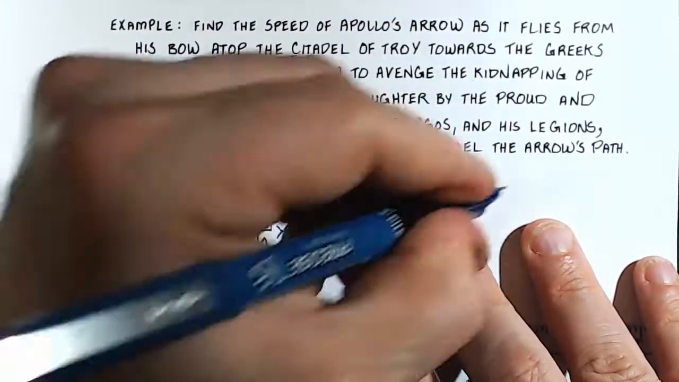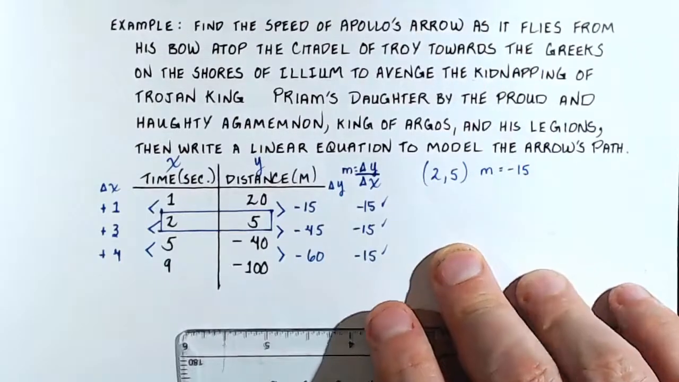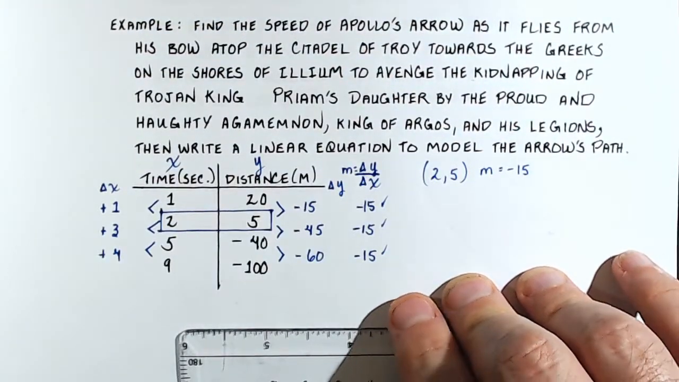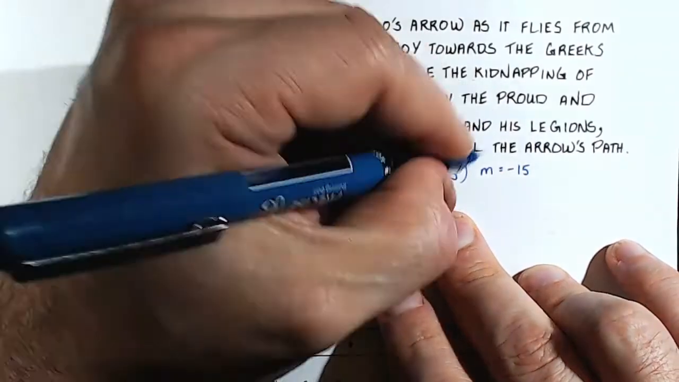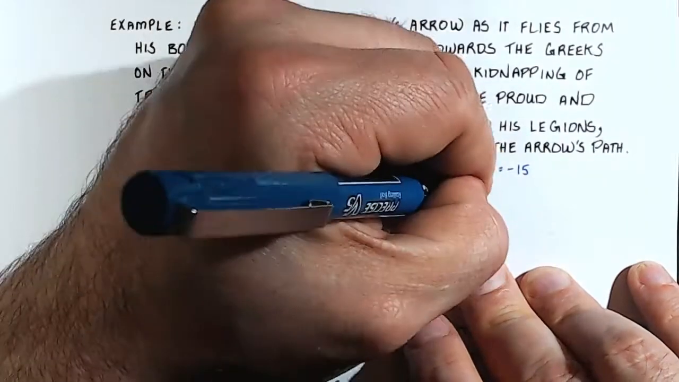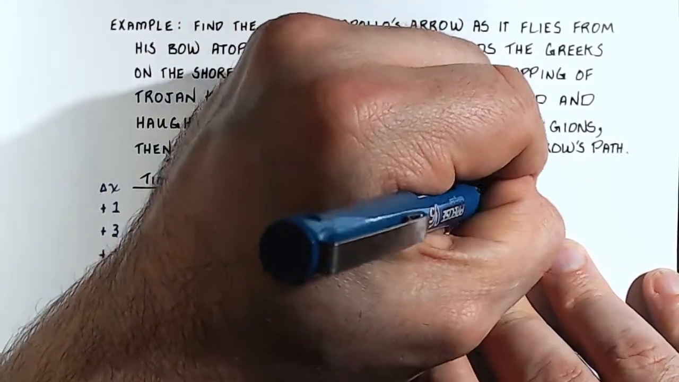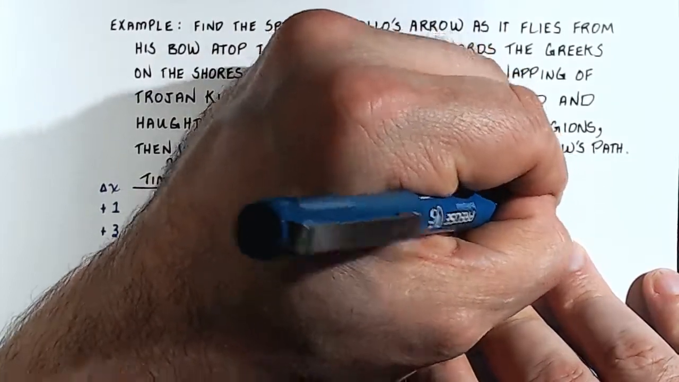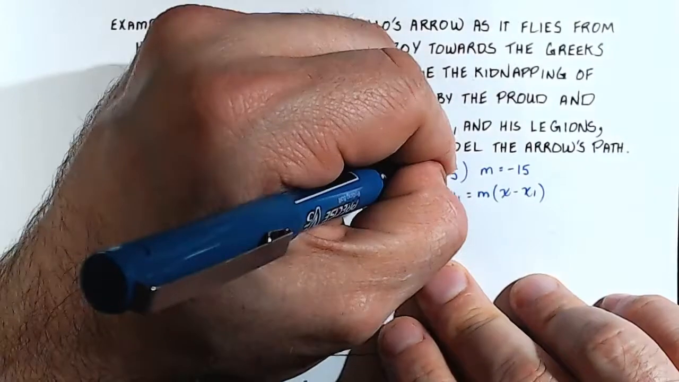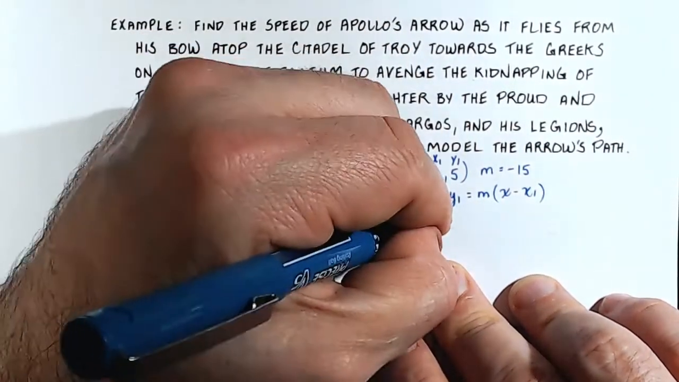And we have slope of negative 15. M equals negative 15. Okay, we can work with this. We just write down the point slope formula: y minus y1 equals m open parentheses x minus x1 close parentheses. Write it down every time so you don't forget it. Now we'll label our points x1, y1 and plug them in.